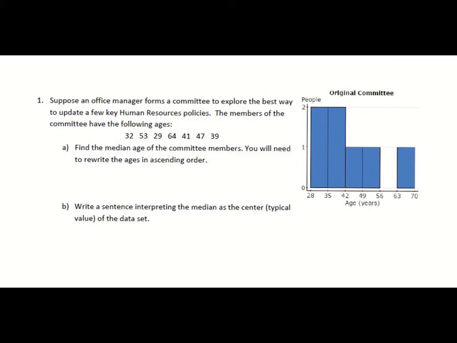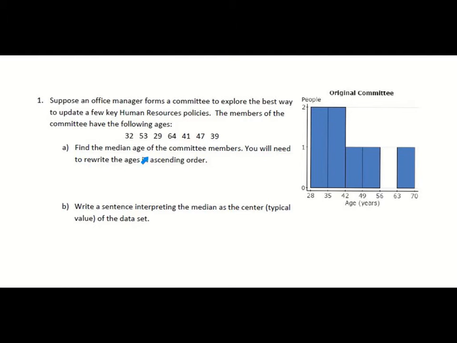On this first data set, it says, suppose an office manager forms a committee to explore the best way to update a few human resource policies. The members of the committee have the following ages: 32, 53, 29, 64, 41, 47, and 39. I want to find the median age of the committee members.